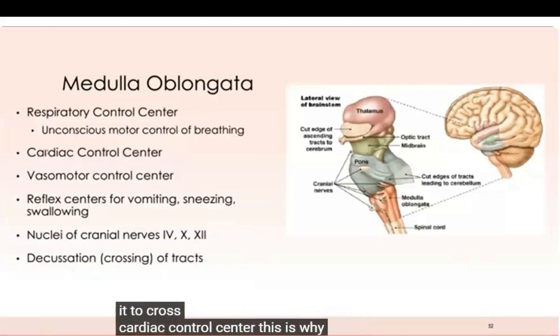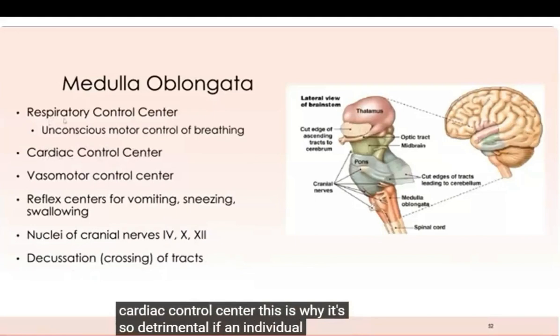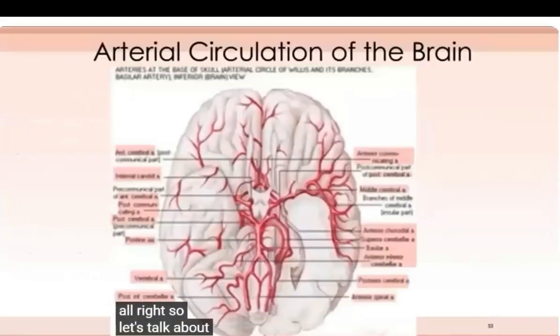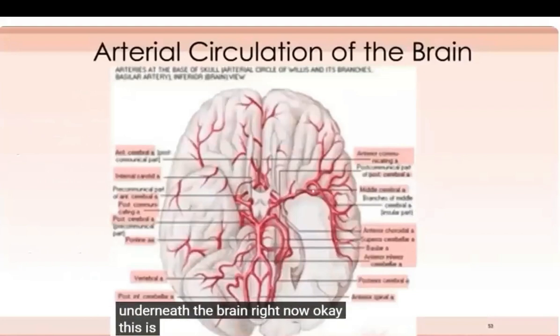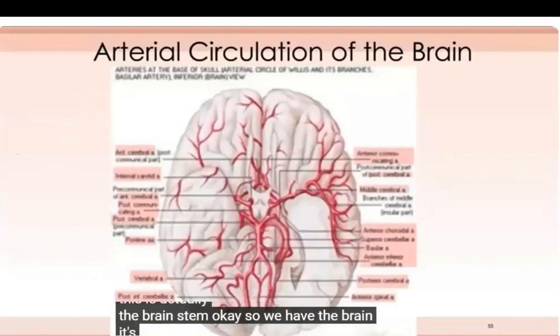Cardiac control center, this is why it's so detrimental if an individual has damage here. Let's just look at the blood flow and then we're going to talk about the homunculus. So we're looking underneath the brain right now. This is actually the brain stem. So we have the brain, it's flipped upside down.